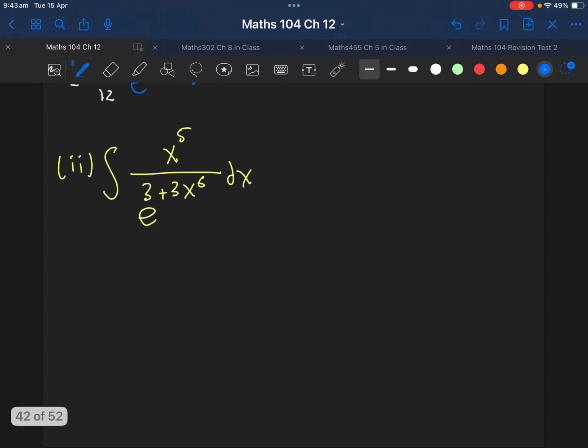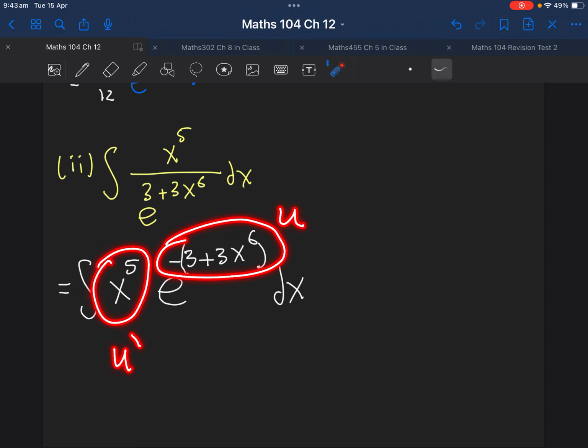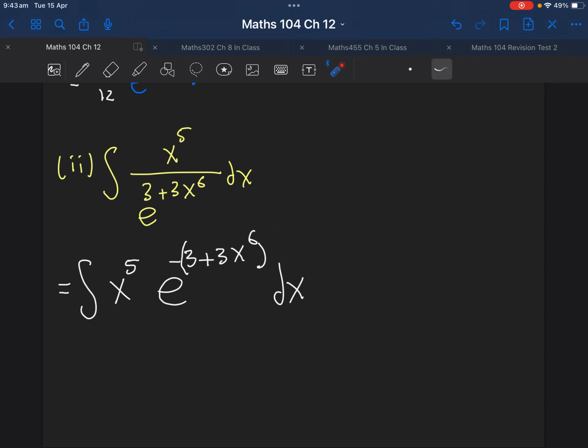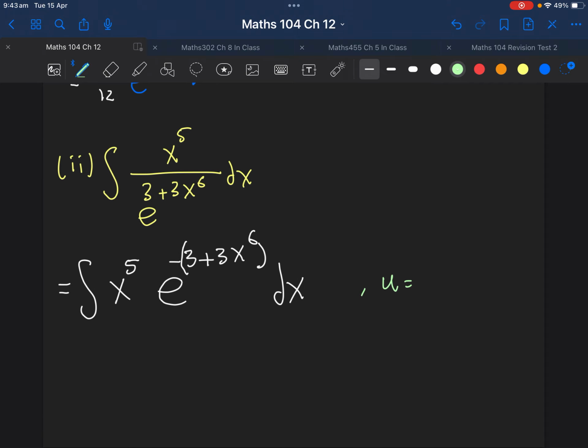Let's see this question. Well, this question is not clear yet, so what I will do, I'll keep x power 5, and now I will take everything up, so it will be just negative 3 plus 3x power 6 dx. Again, I hope that this should be u, and this should be kind of u prime. Let's hope that this is the case. If it's not, I'll try to fix it, but for now, let me just write u equal negative 3 plus 3x power 6.